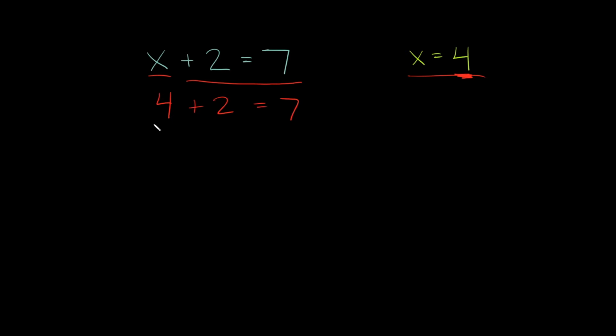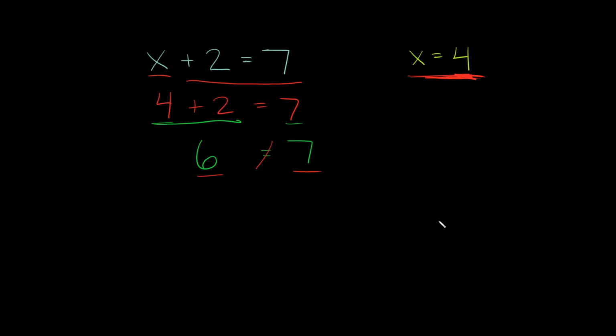Okay, so I plugged in my puzzle piece. Now I need to see if it fits. So on this left side, 4 plus 2, that's equal to 6. And then we have our equal sign, and then we have a 7 on the right side. So, does 6 equal 7? Of course not, right? These are two completely different numbers. So that means this puzzle piece doesn't fit. x is equal to 4 is not a solution. It is not a puzzle piece that fits.